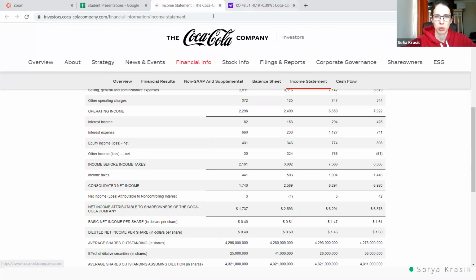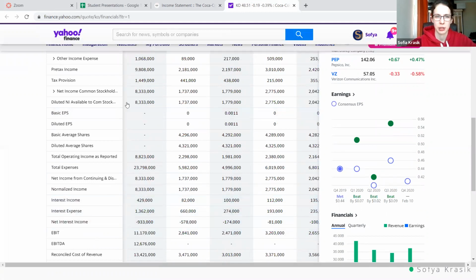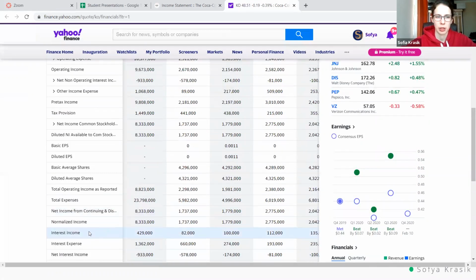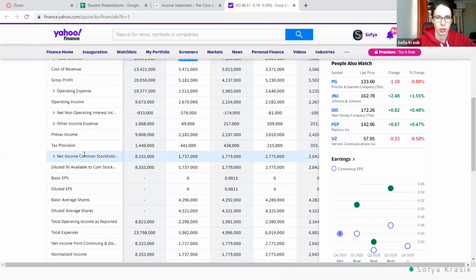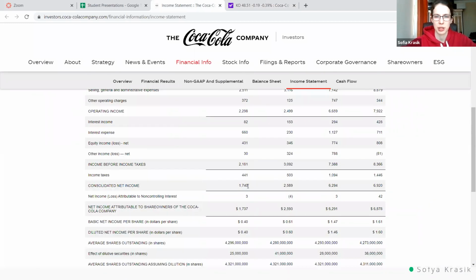But you see, you don't even have to go deep into details. You may just see quite easily that the names are a little bit different. So here is normalized income. Sorry, so probably you have to look here to get the income value. And let's compare with what we have in the official statement. Consolidated income. Yeah, this is exactly the same number, but you see how different the names could be.